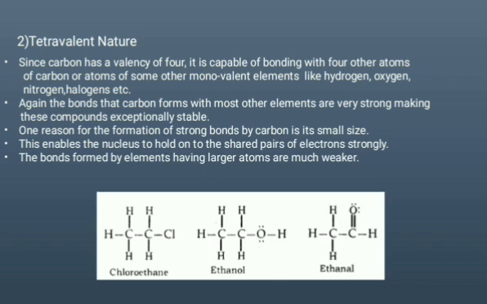Bonds that carbon forms with most other elements are very strong, making these compounds exceptionally stable. One reason for the formation of strong bonds by carbon is its small size. Small size enables the nucleus to hold on to the shared pair of electrons strongly. The bonds formed by elements having larger atoms are much weaker.